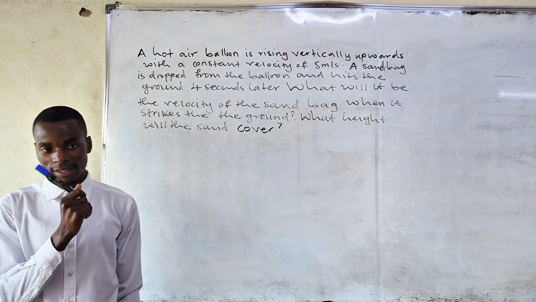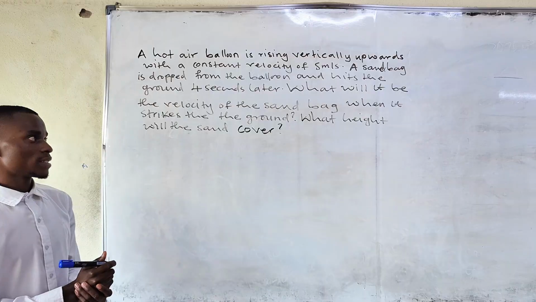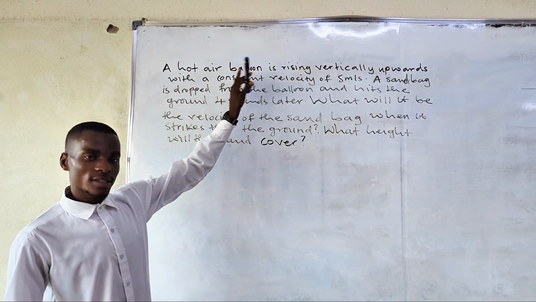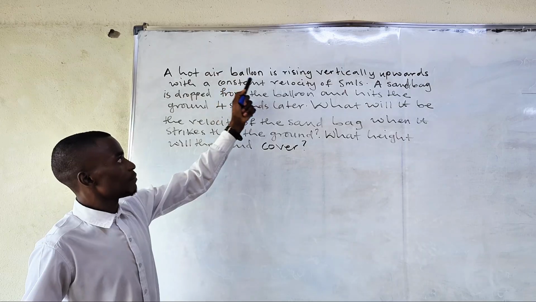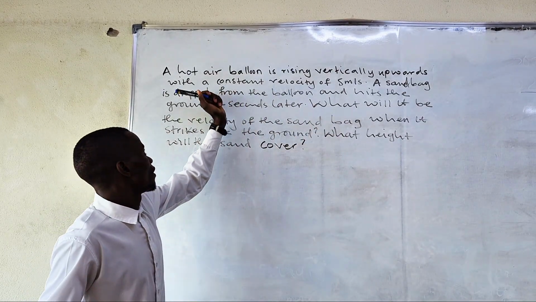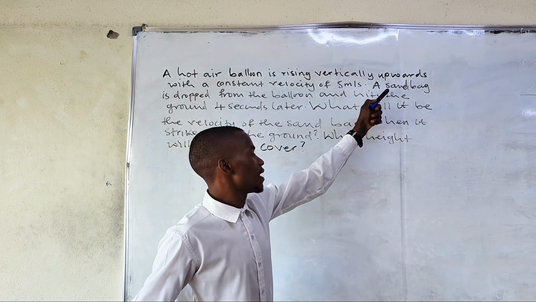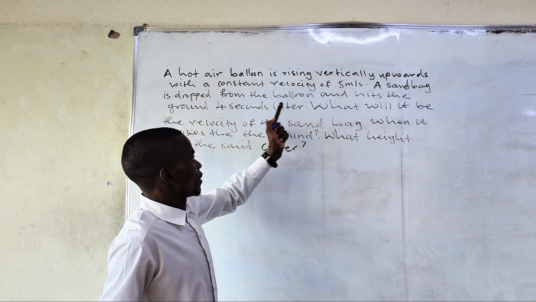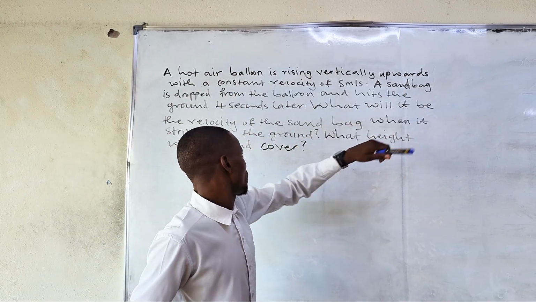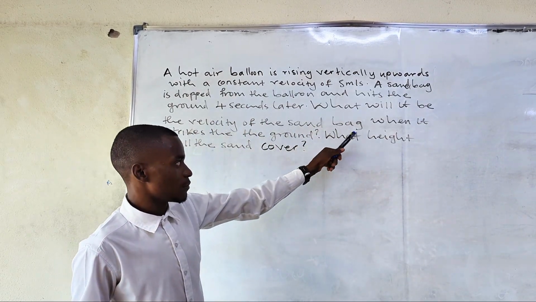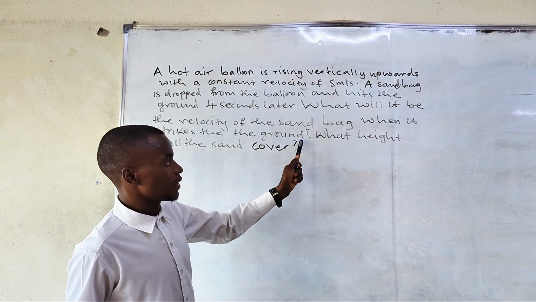So a question like this is very simple, but it requires you to understand it to the fullest. The question reads, of course this is free fall motion: a hot air balloon is rising vertically upwards with a constant velocity of 5 meters per second. A sandbag is dropped from the balloon and hits the ground 4 seconds later. What will be the velocity of the sandbag when it strikes the ground? We're talking about the final velocity.